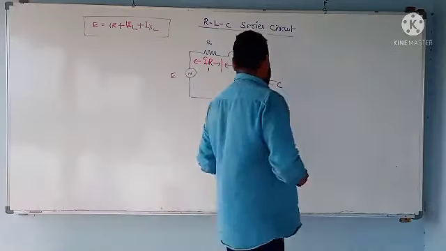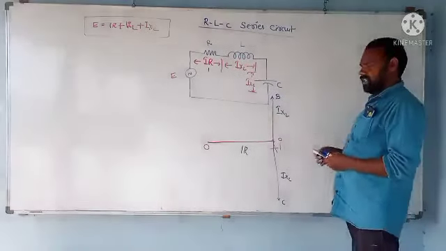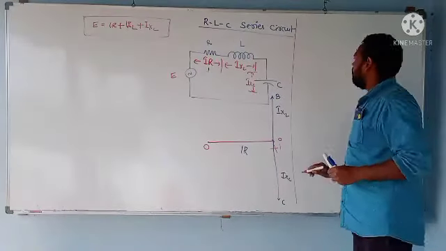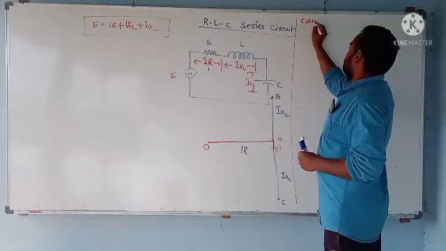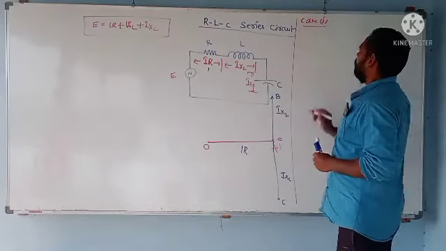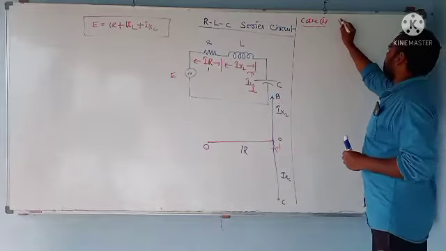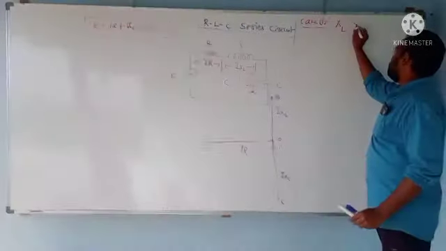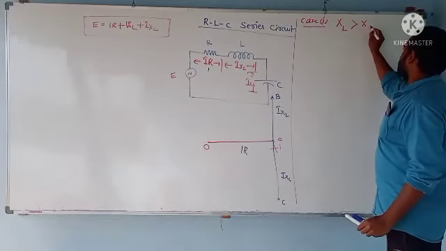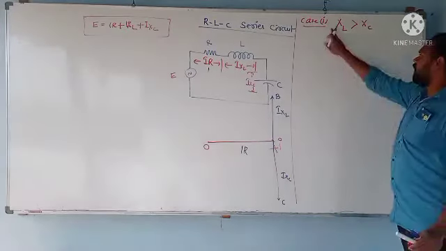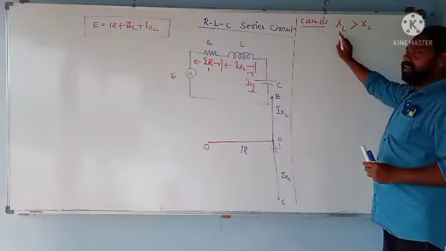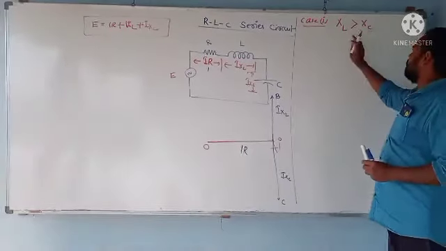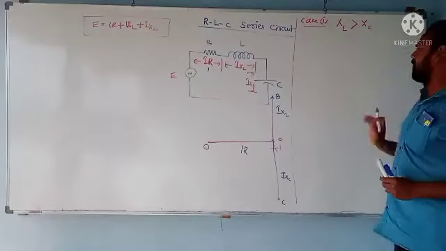When the phasor is represented in this fashion, I am now assuming three cases. First case, case 1. In case 1, I assume that the reactance offered by the inductance is greater than the reactance offered by the capacitance. I am assuming that inductive reactance is greater than capacitive reactance. So this is the first case I am assuming.